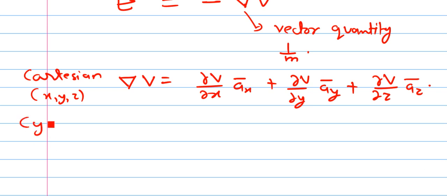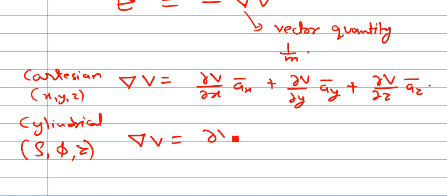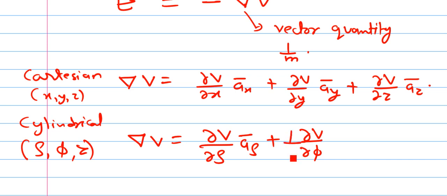Now cylindrical. The cylindrical coordinates are rho, phi, z, and here del V is given by ∂V/∂rho a rho vector plus, next, ∂V/∂phi. Whenever phi comes, rho will also come, so 1 by rho times ∂V/∂phi a phi vector, plus ∂V/∂z az vector.